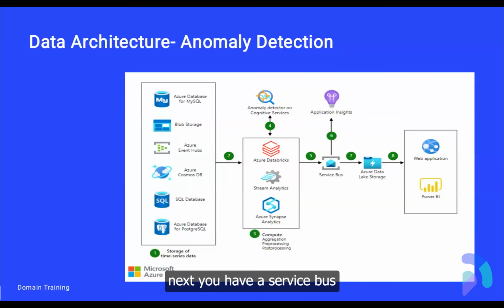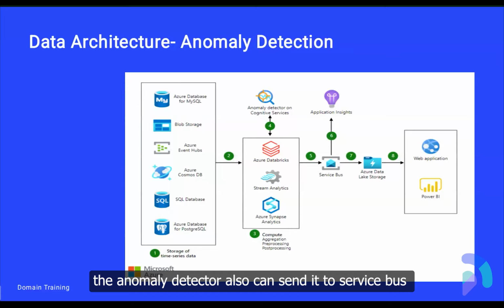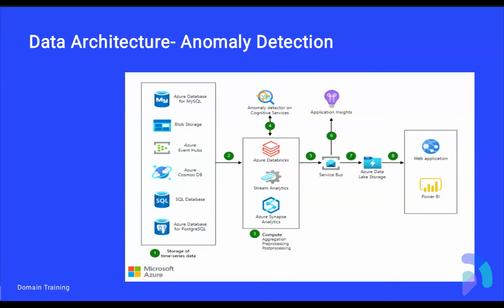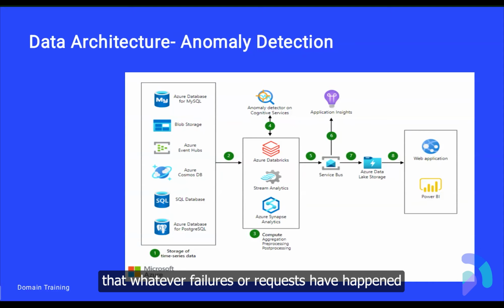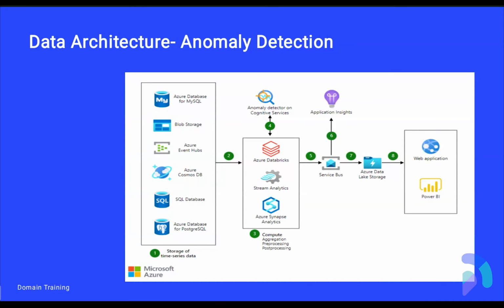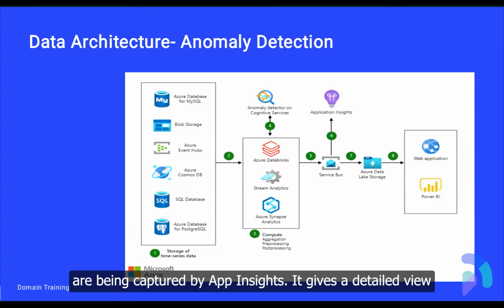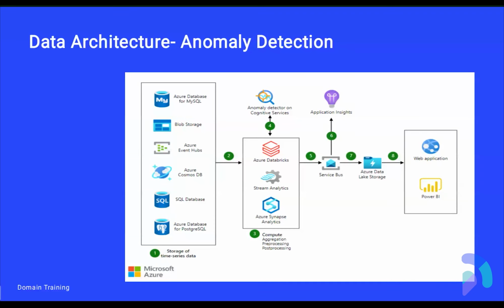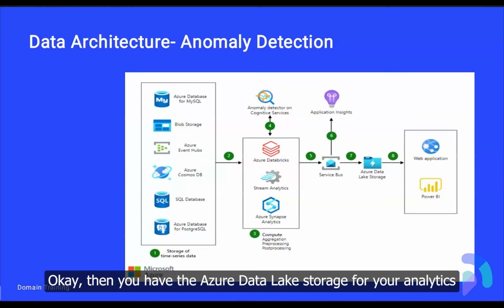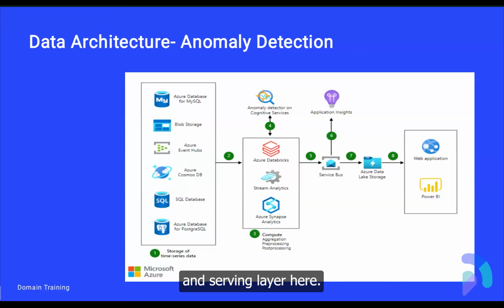Next, you have a service bus. The anomaly detector can also send it to the service bus. And then you have Application Insights. Application Insights, as I told before, is a diagnostics tool. Whatever failures or requests have happened, success or failure, all the metrics are being captured by App Insights. It gives a detailed view and the timeline of the failures mainly. Then you have Azure Data Lake Storage for your analytics and a serving layer here. It could be a web application or a Power BI reporting.